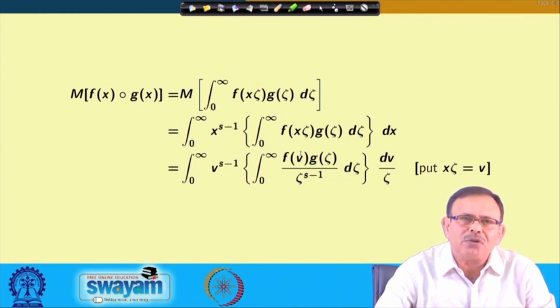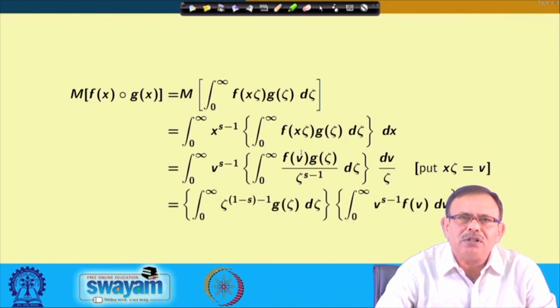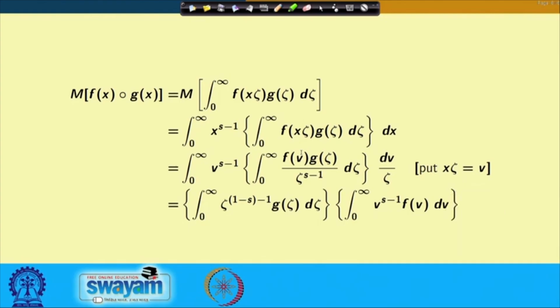So this equals the integral from 0 to infinity of v to the power s minus 1 into the integral from 0 to infinity of f(v) g(eta) by eta to the power s minus 1 d eta into dv by eta. Now I can separate the two independent variables v and eta and put them in two different integrals like this: the integral from 0 to infinity of eta to the power 1 minus s minus 1 into g(eta) d eta, into the integral from 0 to infinity of v to the power s minus 1 f(v) dv.